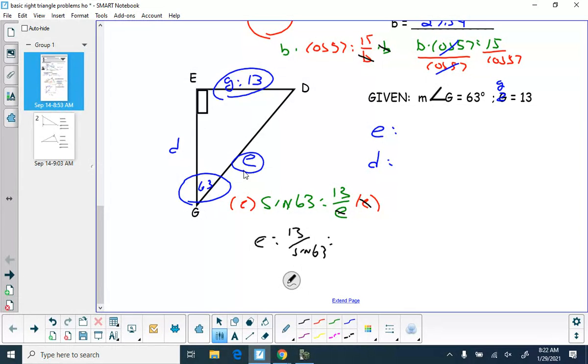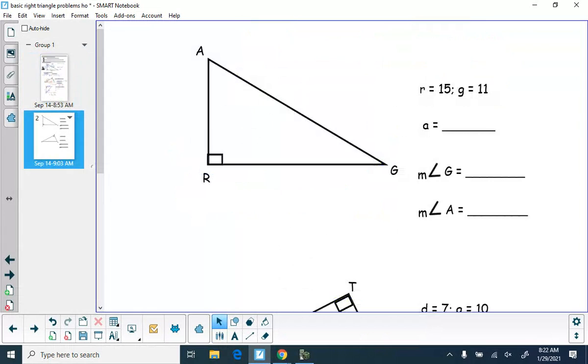Janet, what do you come up with? 14 point what? 5.9? Yes, no, maybe so? Okay, I'm going to leave D for you to solve. I want to get to a problem on the back.